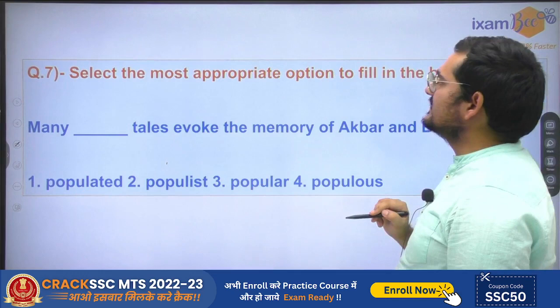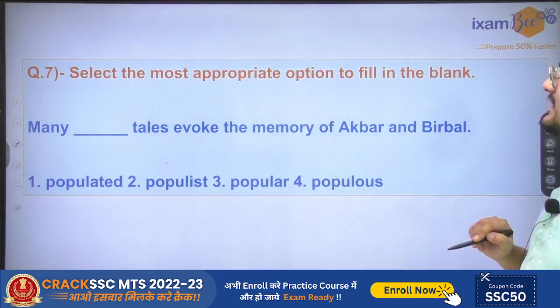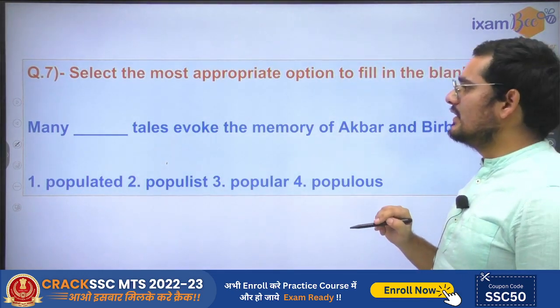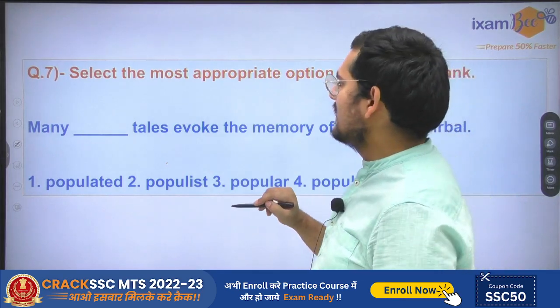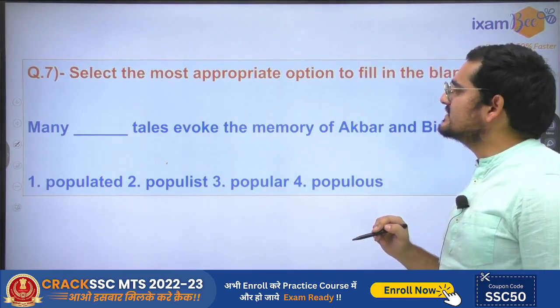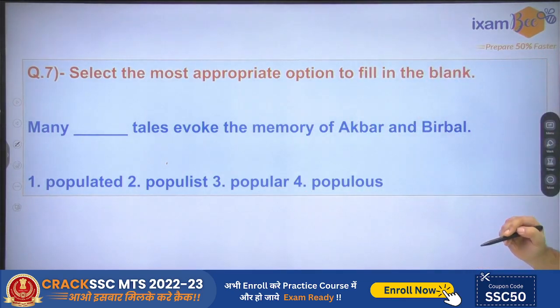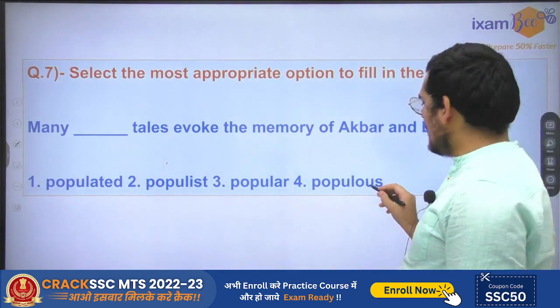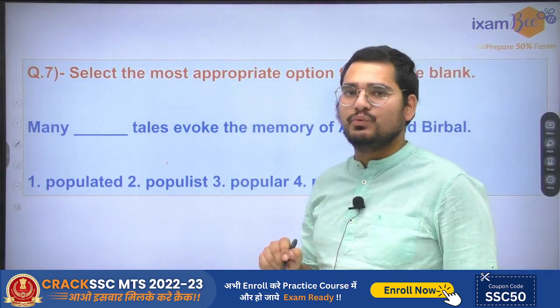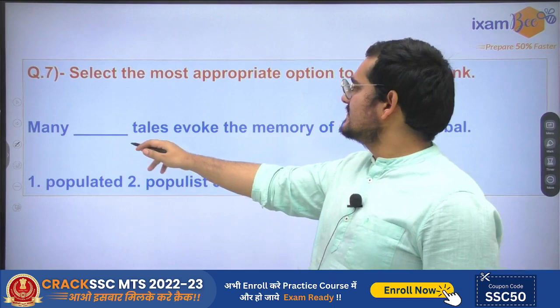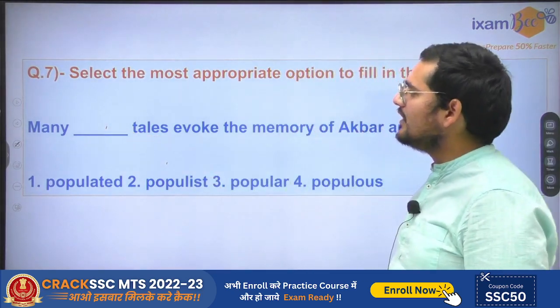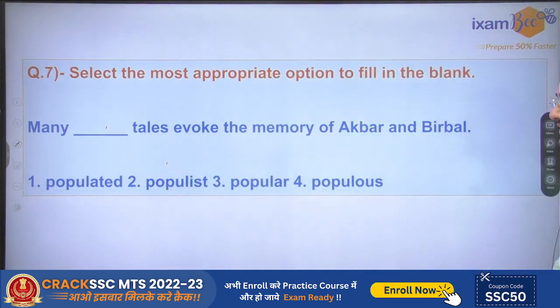Seventh, select the most appropriate option to fill in the blanks, okay? So now let's read the sentence. Many dash tales evoke the memory of Akbar and Birbal. So now out of these 4 options, which word do you think fits this blank? So many dash tales evoke the memory of Akbar and Birbal.